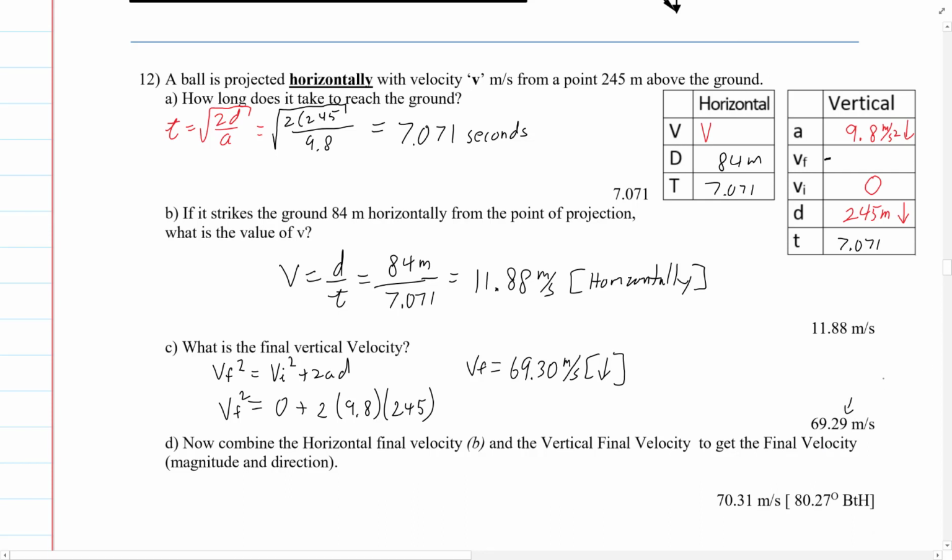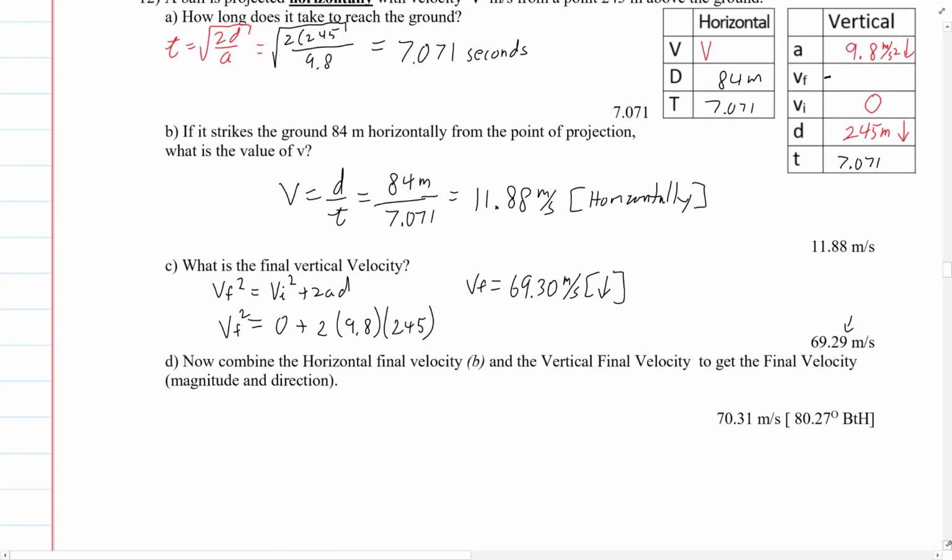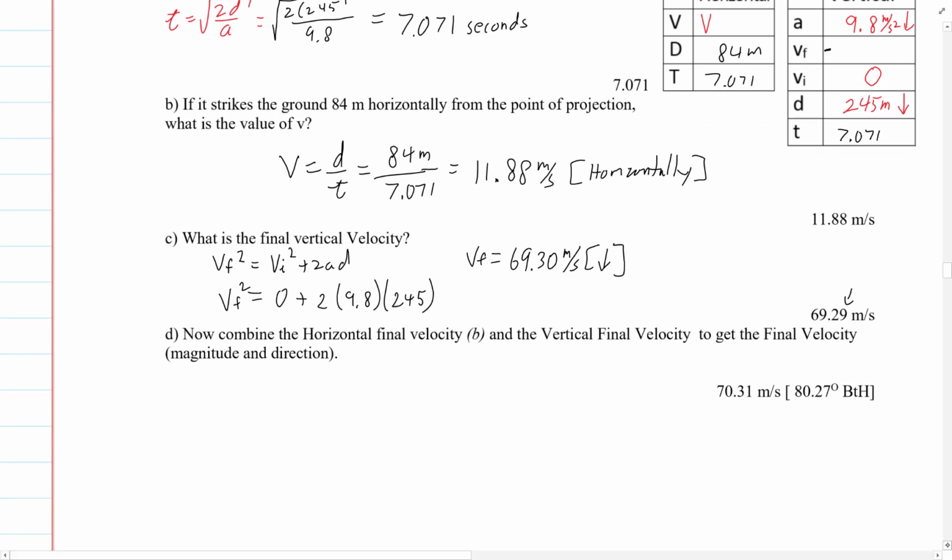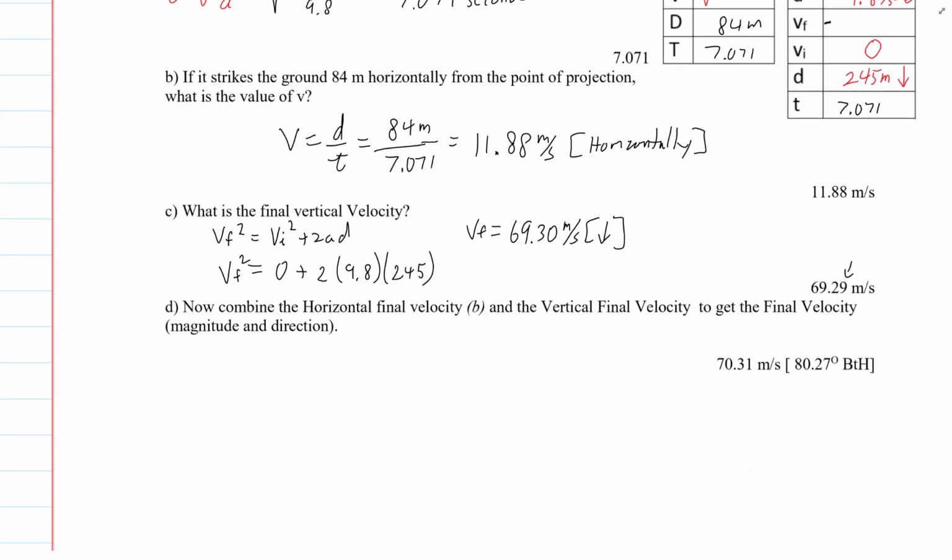I have a sig fig issue there. Now combine horizontal velocity and final vertical velocity to get the final velocity. It just says final velocity. It doesn't say vertical, doesn't say horizontal. I want the final velocity. It's already hinting that I want something there. Let's see how we get that. Horizontally, it's still traveling at the constant 11.88 this way, and it's traveling downwards at 69.30.